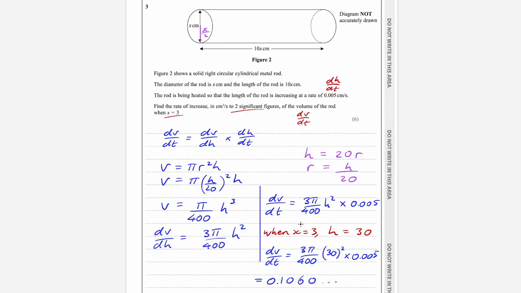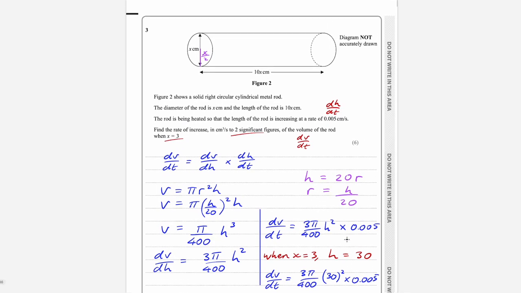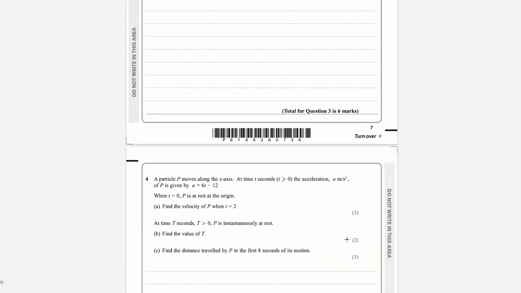Two significant figures, and this is right, guys. Approximately equal to 0.11, and it's centimeters cubed per second. Okay, that is question 3.